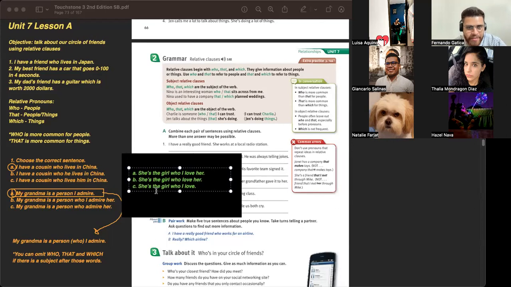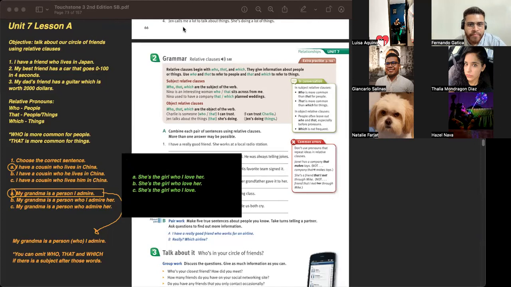Last, what is the correct sentence? C. Very good. She's the girl who I love. Okay. Now, what can I eliminate? Who. Right. I can eliminate who, and the sentence is still correct. She's the girl I love.